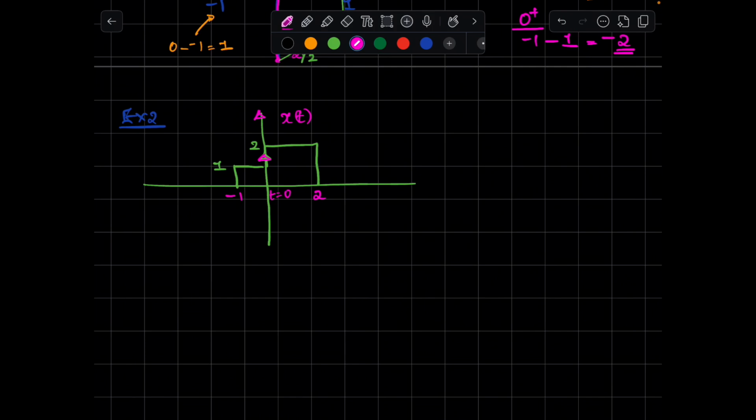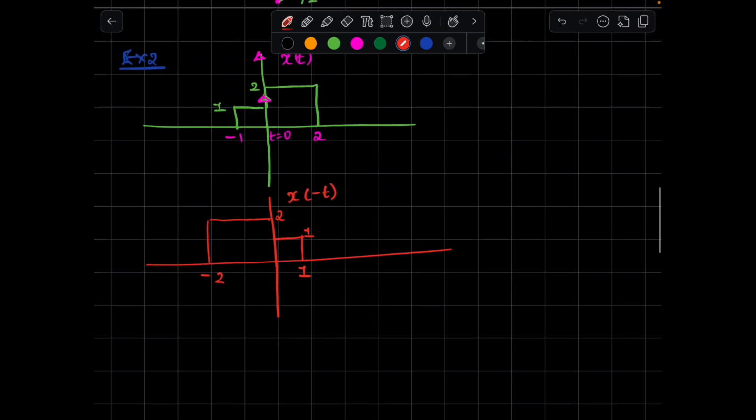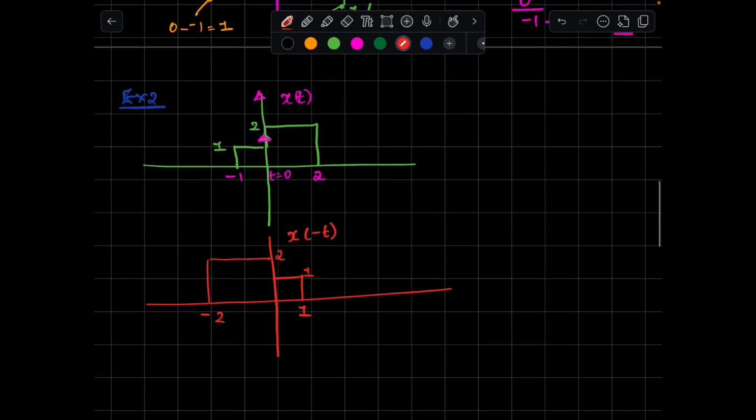Now first of all we will find what is x of minus t. So x of minus t will follow like this, this is at minus 2 and this will go to 1, and here the amplitude is 1 and this amplitude is 2. So this is x of minus t. Now we will see what are the points when we add it.